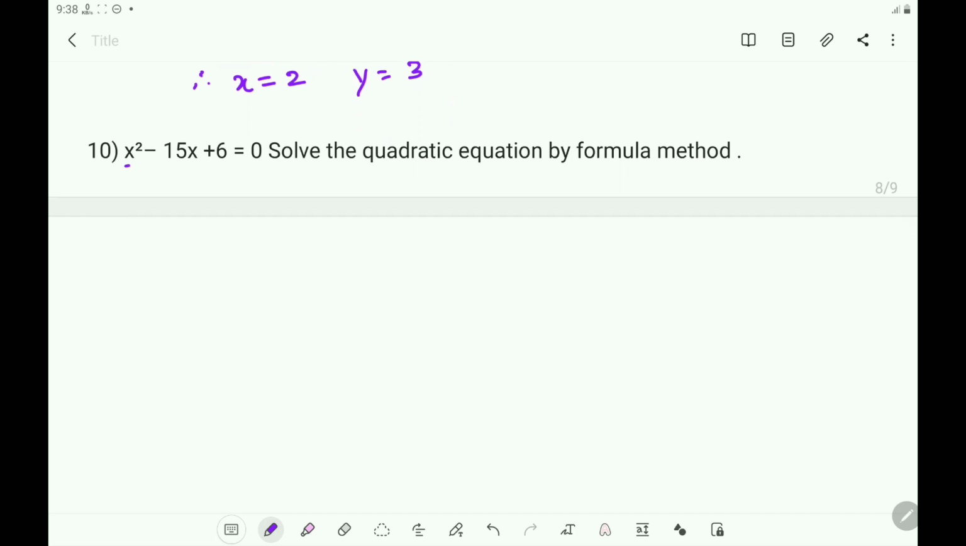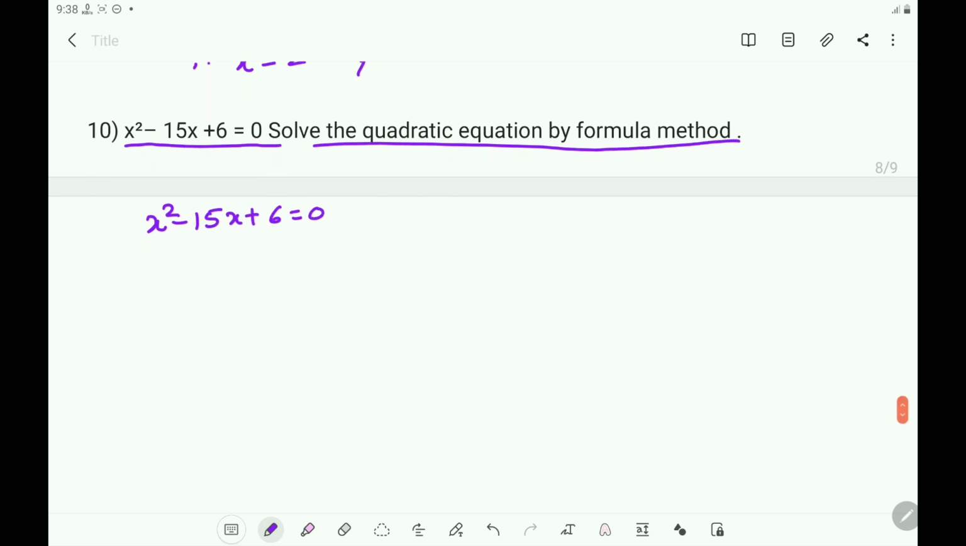10th question. x square minus 15x plus 6 equals 0. Solve the quadratic equation by formula method. Children, you must know the formula to find the value of the variable in the quadratic equation. You must know the quadratic formula for finding the solution of the quadratic equation. So you take down the equation here, that is x square minus 15x plus 6 equals 0.